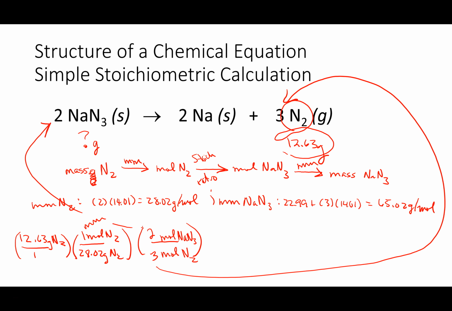Okay, so my grams of N2 cancel, my moles of N2 cancel. We have moles of NaN3. So now how are we going to get to grams of NaN3? Molar mass. It's going to be that 65.02. Are we going to use it like that, or are we going to flip it? Use it like that, because we want moles to cancel. They're already in the bottom. Yep.